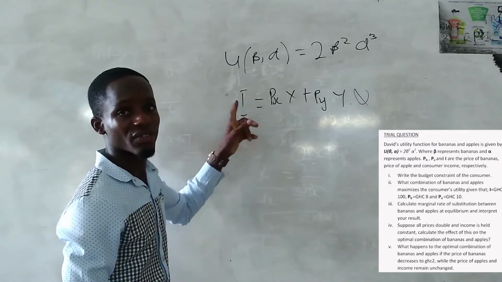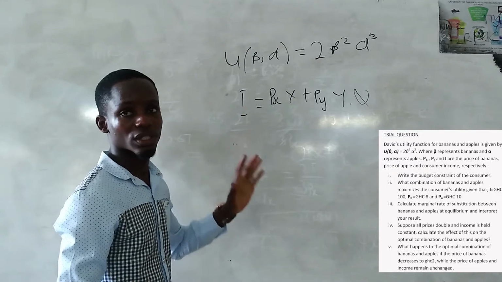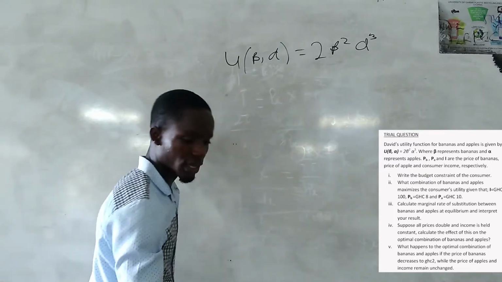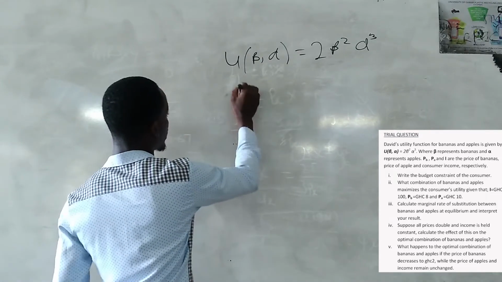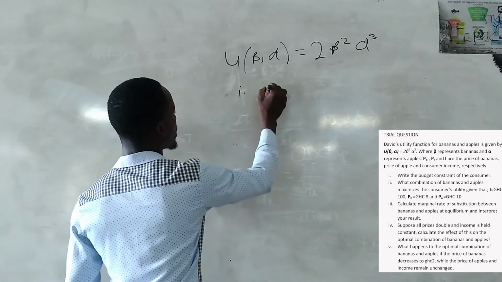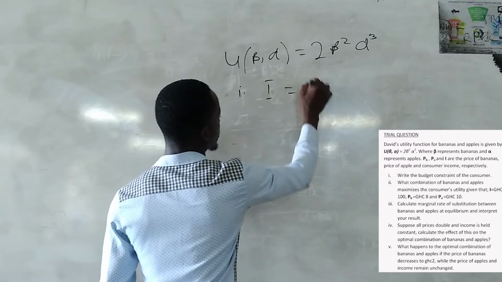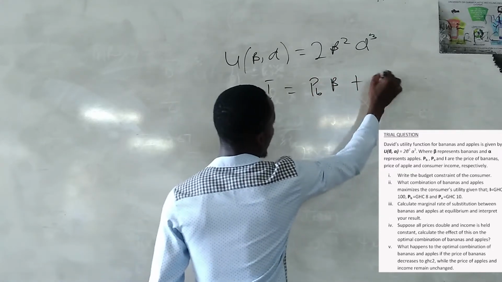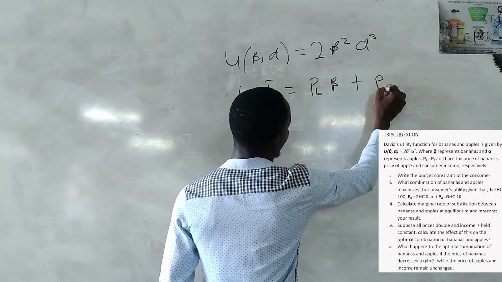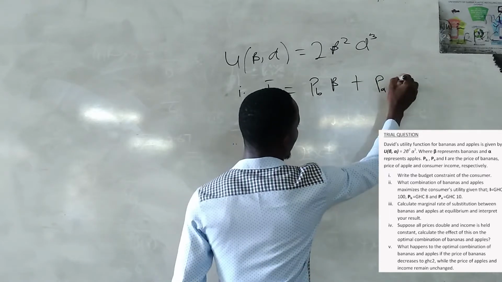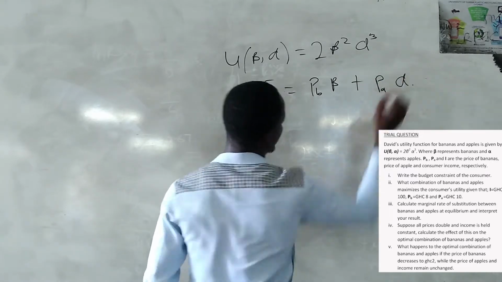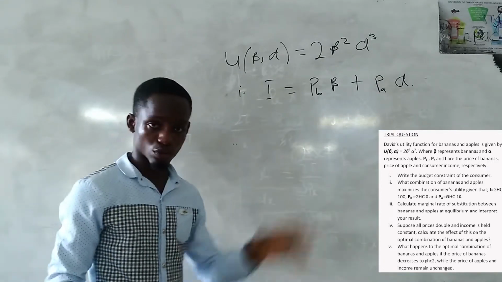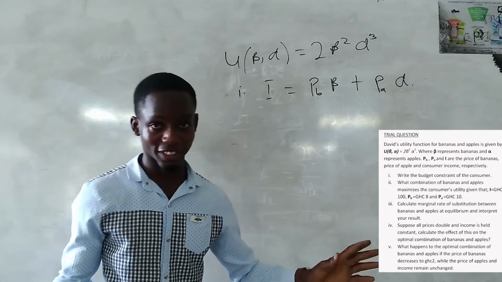Let's look at what the question says. The question says that beta represents bananas and alpha represents apples. And we were told that price of beta, price of alpha, and income are the price of bananas, price of apples, and consumer income respectively. Question I: write the budget constraint of the consumer.